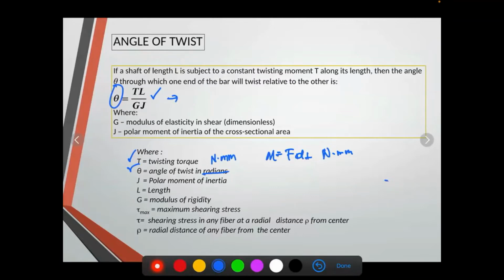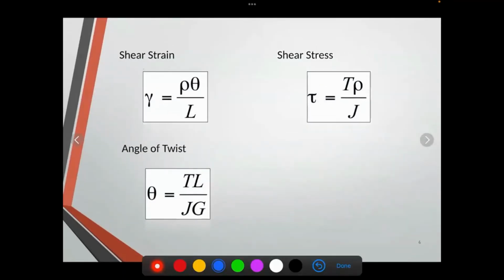So we also have your polar moment of inertia, and then the length, mm, then modulus of rigidity, megapascal, maximum shearing stress, megapascal, shearing stress at any fiber, and then radial distance of any fiber from the center, rho. Then, so ito yung equations earlier, no? So, shear strain, shear stress, and then angle of twist.